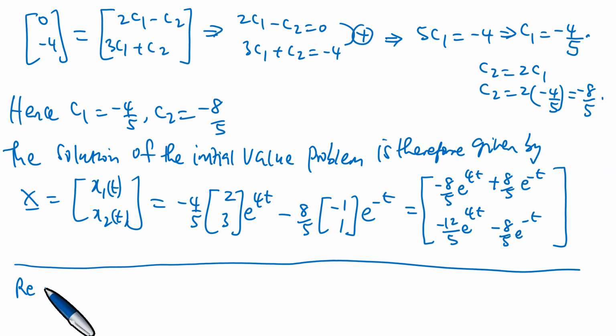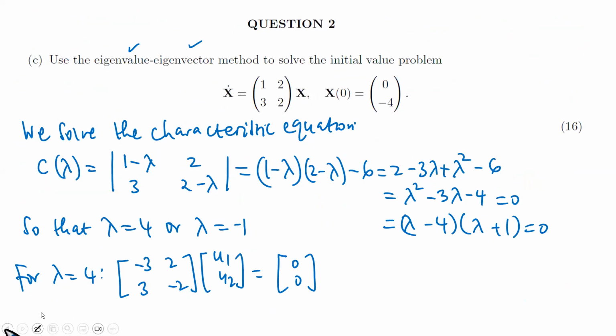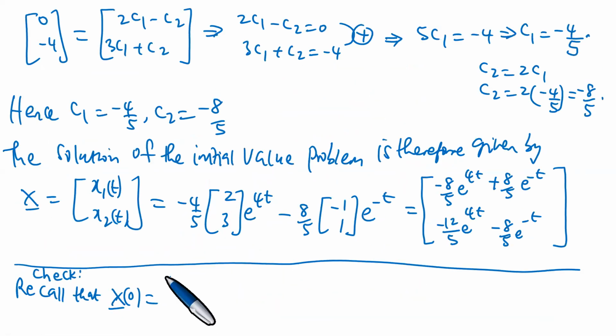But I want to check this solution. So we're going to do a quick check. You recall that the initial value is a good way to check if this initial value is satisfied. So x0, what is x0? X0 is 0 and minus 4. We have this. Can we try to substitute t equal to 0 here?